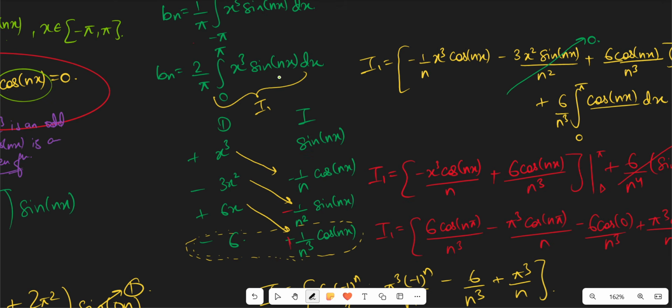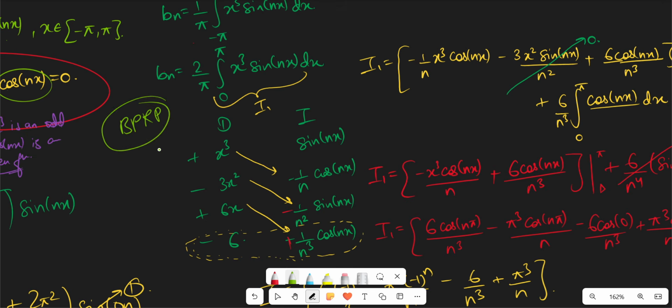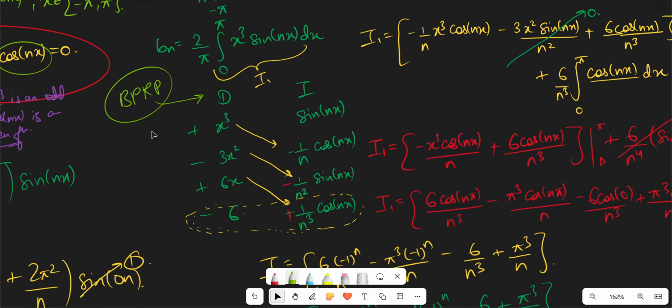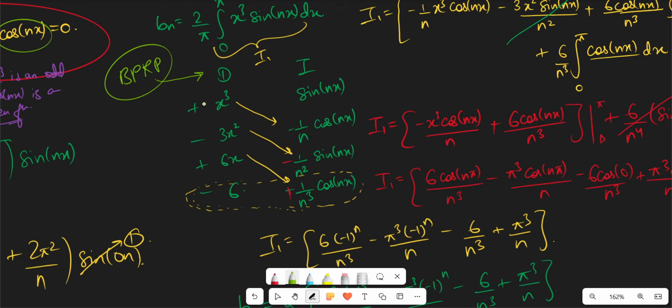Both are odd functions, so we can just multiply by 2 and evaluate this integral from 0 to pi. I hope you know this YouTube channel, BPRP, Black Pen Red Pen. It's very famous. The owner of this channel developed a new way for integration by parts, known as the DI method. It's very easy and comfortable. Take the derivative of one function and the integral of the other function, alternately multiply them, add them up, and the last derivative and integral terms are multiplied inside an integral.